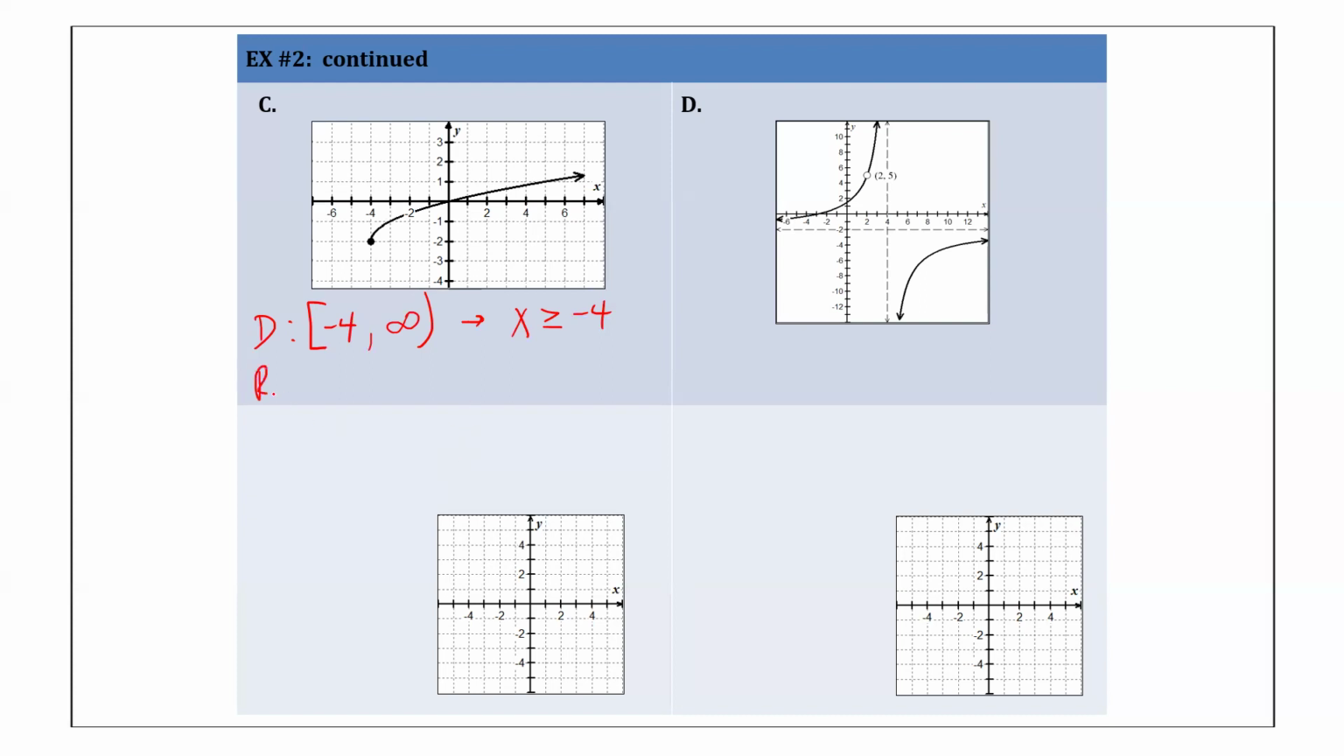Now we're going to do our range. So your range is from bottom to top. So our lowest y value is -2, and it's included because it's a closed circle. And then it continues to infinity and beyond. I can shorthand write this using inequalities. It's a bracket because it's a closed circle. It's included. And it's a parenthesis because you can't stop or include infinity. So we have y is greater than or equal to -2. Yes?